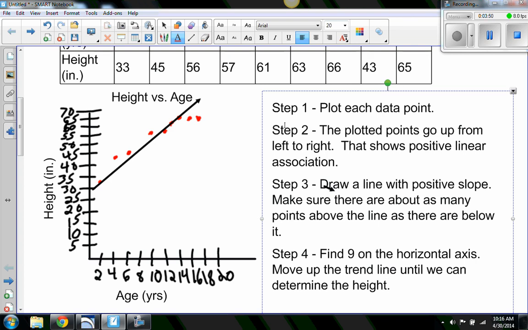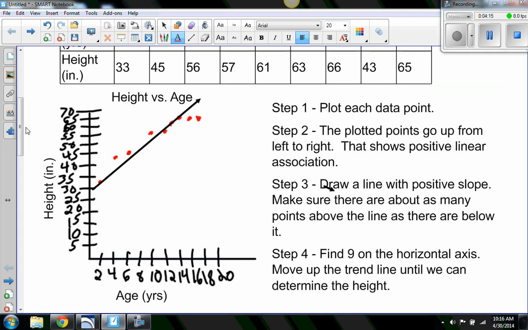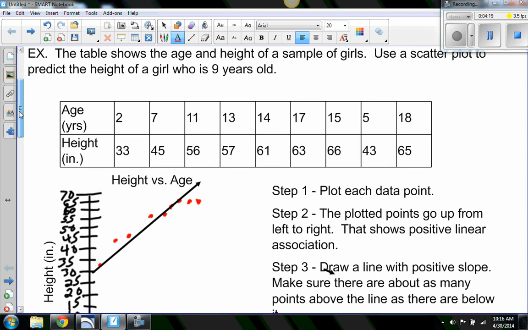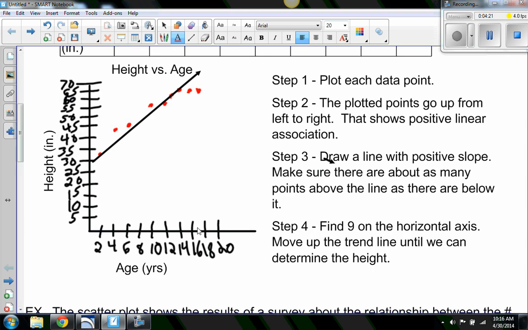So here's what that means. I'm going to find 9, which is right here, and I'm just going to go straight up. It's about right there, right? And then straight over, as best as you can do. So you can see there it's a little closer to 50 than it is to 45. So let's go back up and look at the question that it asked. It said, use a scatter plot to predict the height of a girl who is 9 years old. So I would say it'd be about 48 inches.